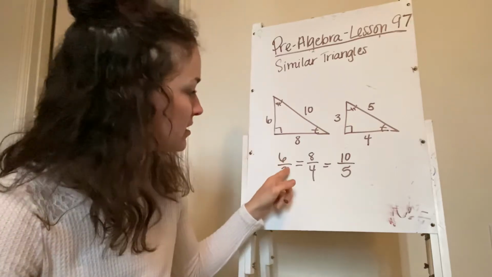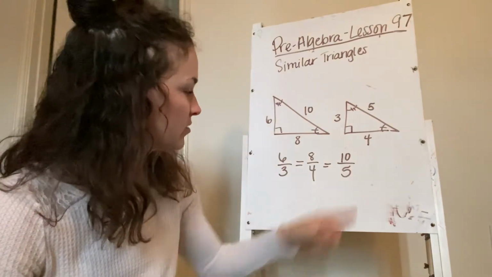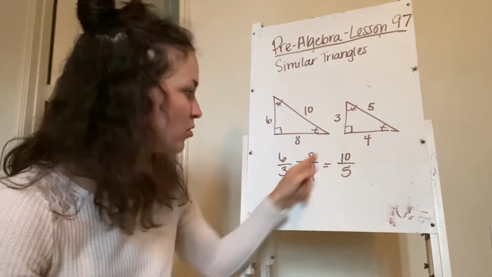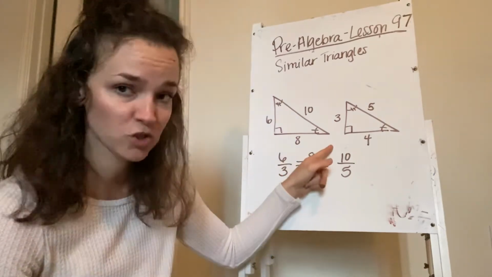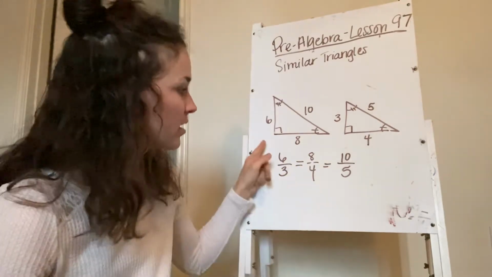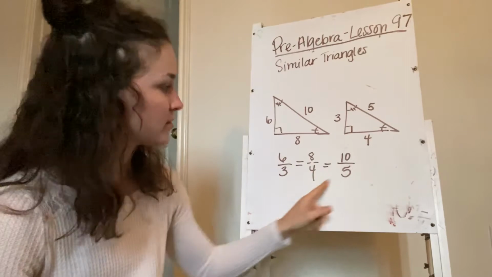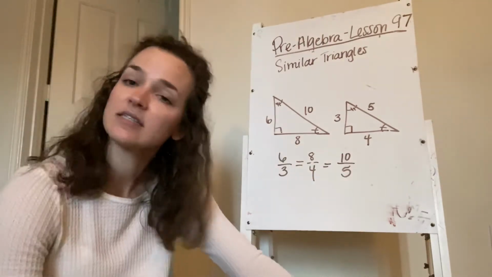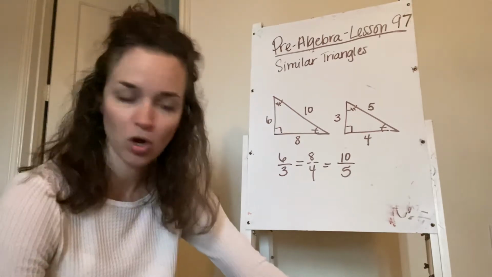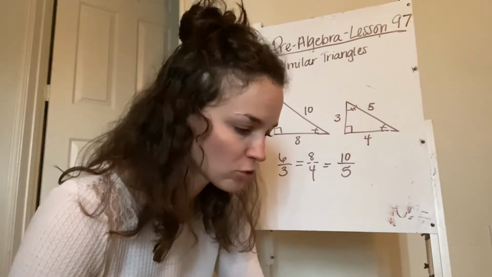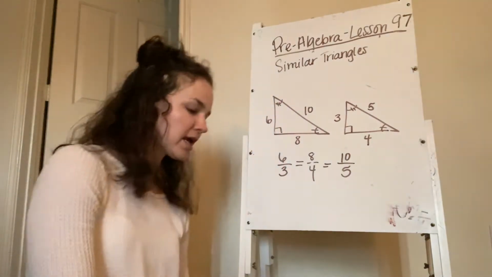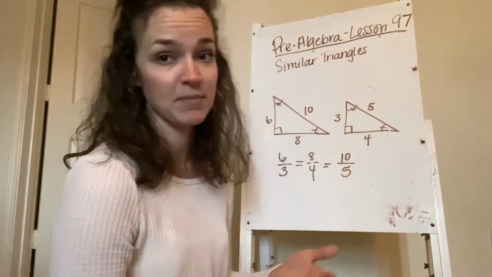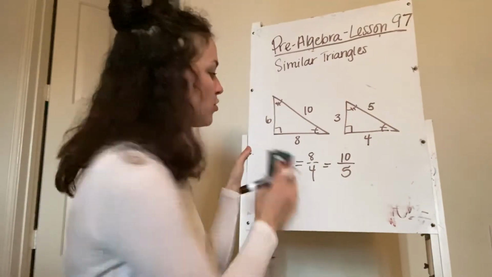And if you notice, these are all directly relational to each other. If we were to cross multiply, 8 times 3 is 24, 6 times 4 is 24, 10 times 4 is 40, 8 times 5 is 40. That tells us that they are, in fact, proportional by cross multiplying and getting the same result. Okay, so let's look at one where we actually have to find a missing side based on the fact that we know they're proportional.